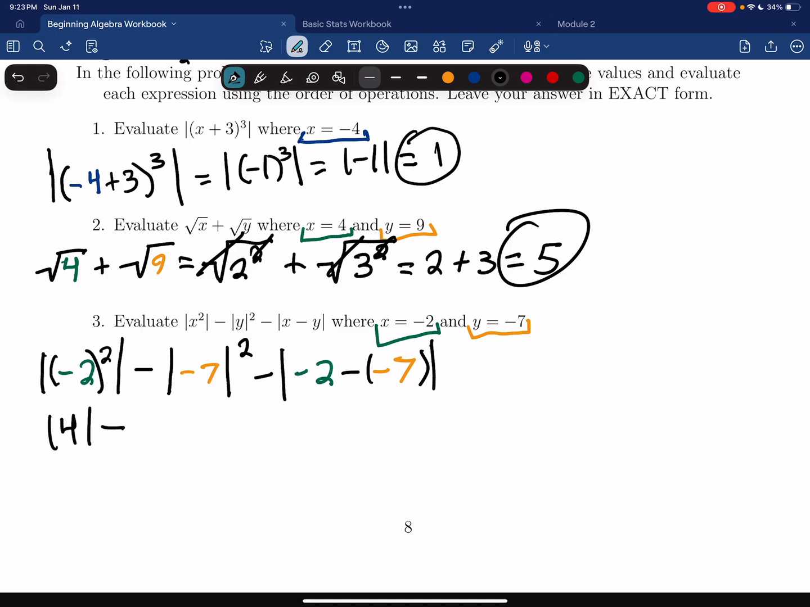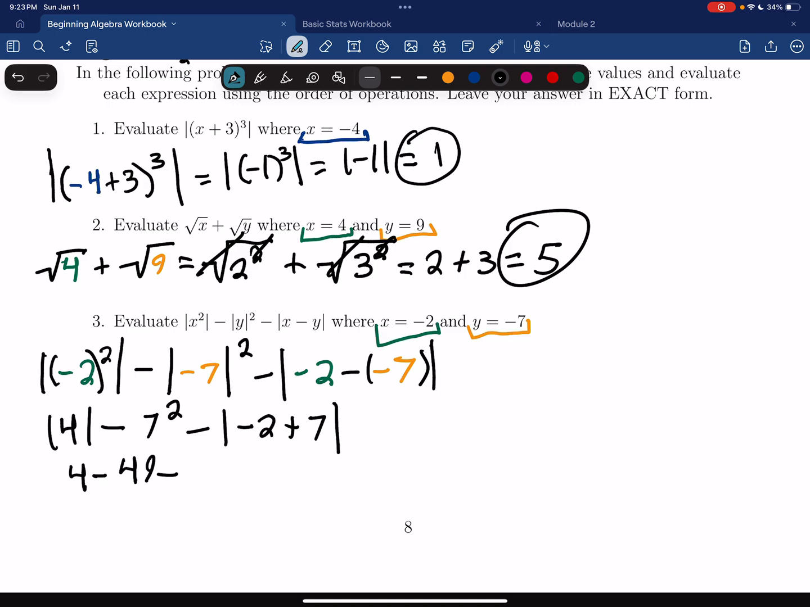And we're going to subtract that by, well, we have the absolute value of -7, which is just 7. And so we're going to have 7 squared minus the absolute value of -2 minus -7. Well, when we subtract a negative, that becomes addition. So we're going to subtract the absolute value of -2 plus 7. Now, the absolute value of 4, that's just 4. Minus 7 squared, that's 49. And then we're going to subtract negative 2 plus 7.